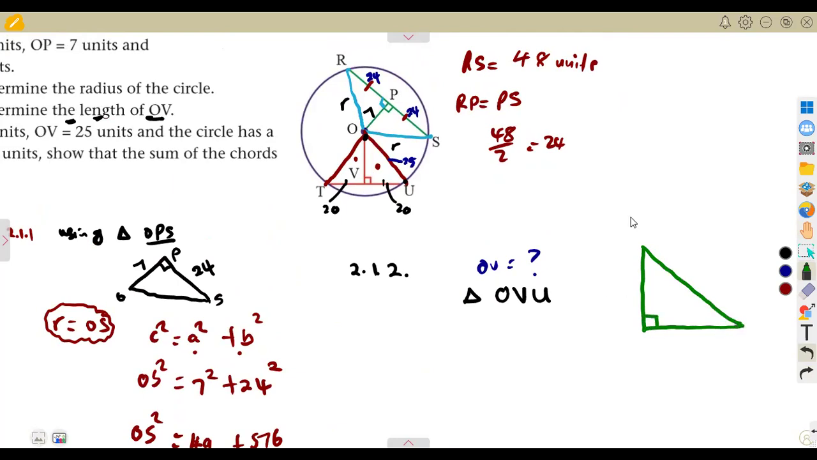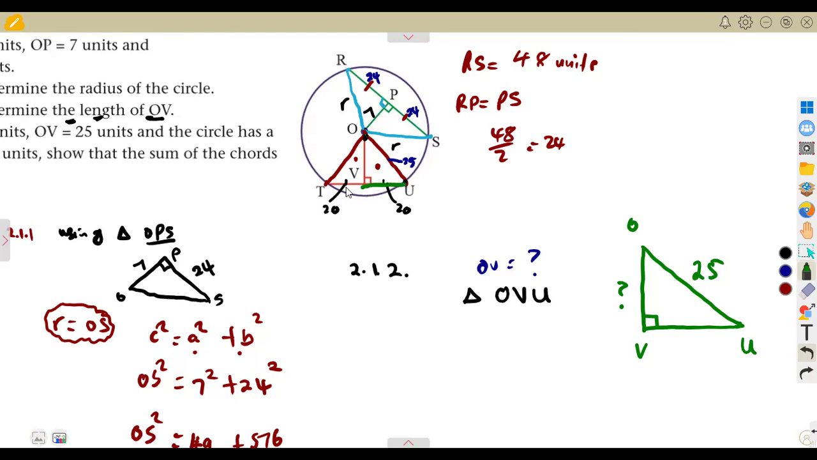This is exactly what is happening on our diagram. This is exactly what we have there, where in OV, the OU is the radius, and we have that length of the radius, which is 25. OV is the one that we need to calculate. We do not know this, but we have V to U.